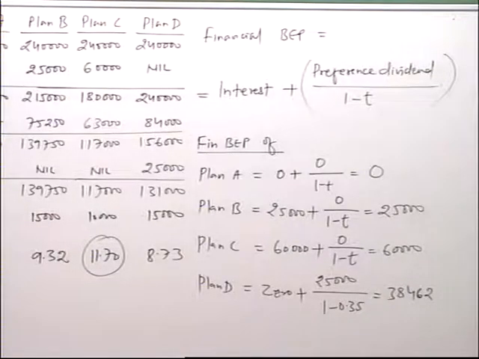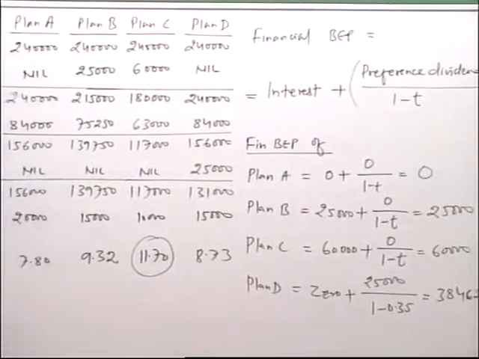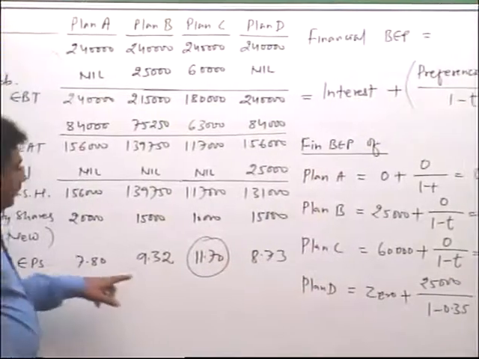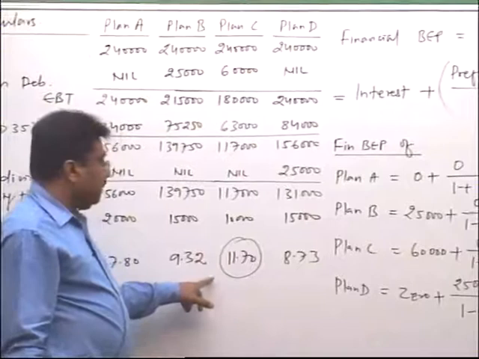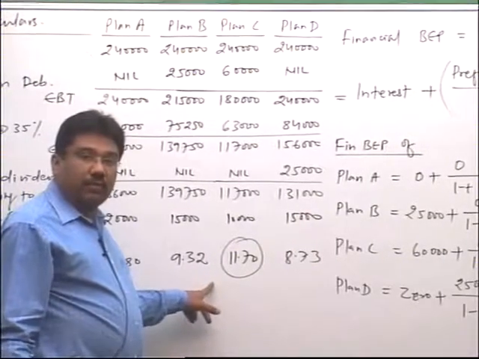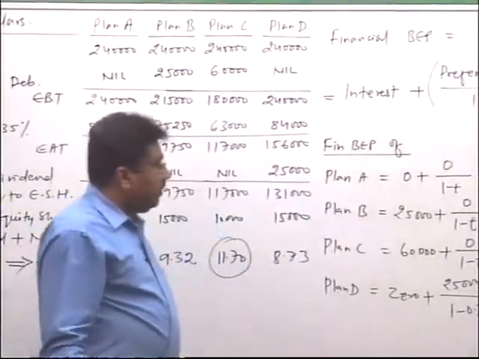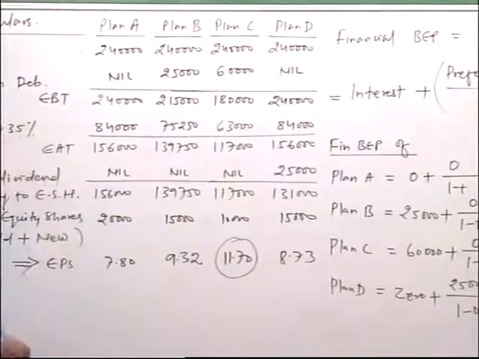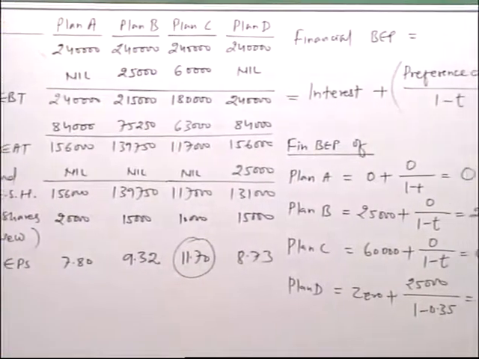Students are requested to write down the financial BEP of all these 4 plans. So, in this sum, first we found EPS, and on the basis of EPS, plan C is the best one because here the EPS is maximum. Then we discussed the meaning of operating break-even point and financial break-even point, and then we found the financial BEP of all the 4 plans. Now, the students are requested to ask if they have any doubt.